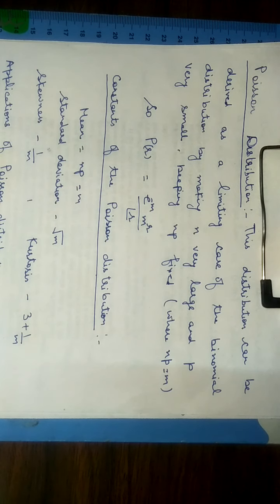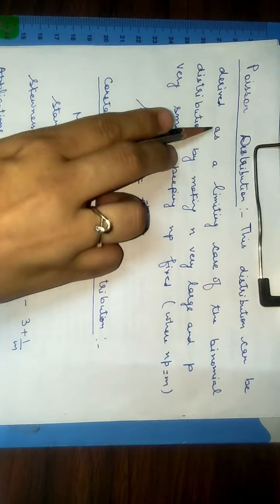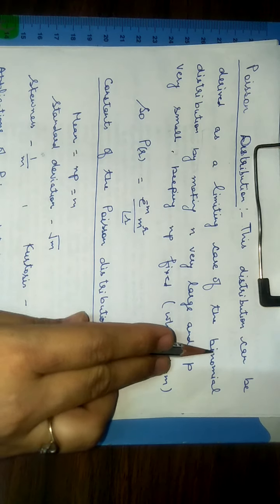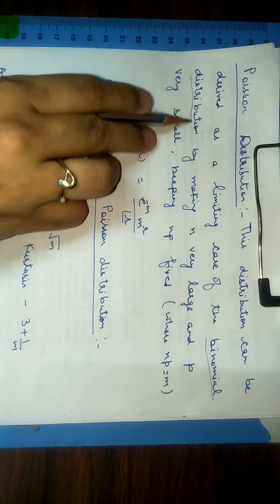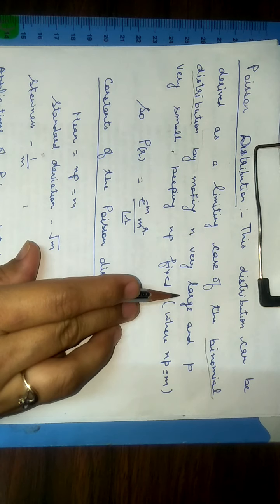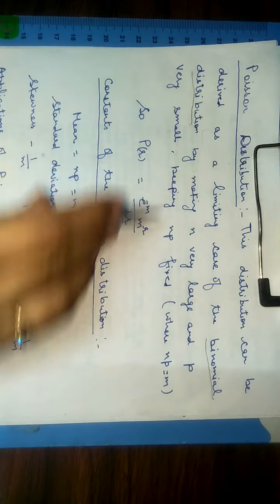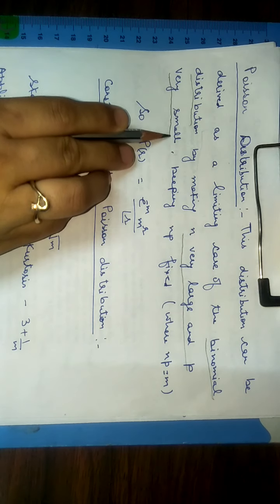Today we are going to discuss Poisson distribution. This distribution can be derived as a limiting case of binomial distribution. This is the limiting case of binomial distribution by making n very large and p very small. That is the most important thing for Poisson distribution.